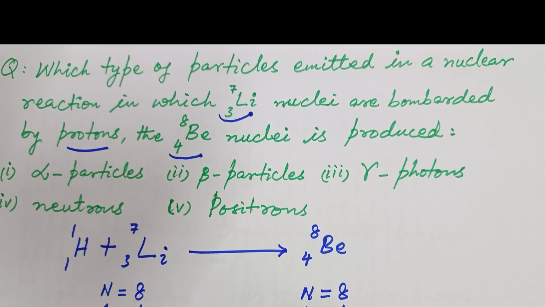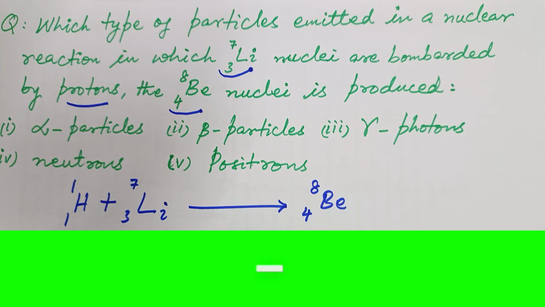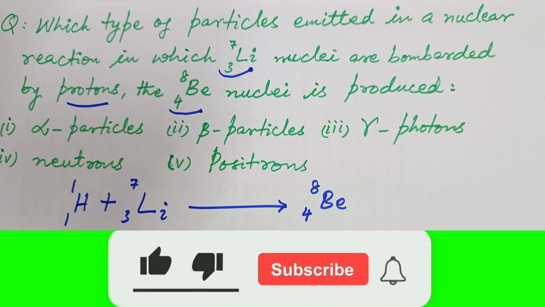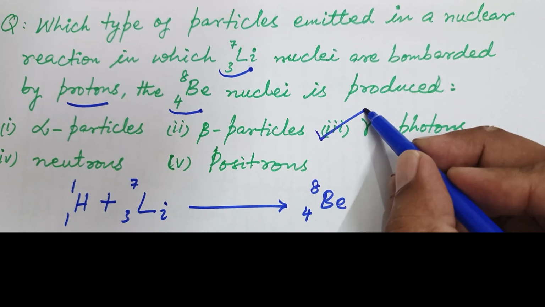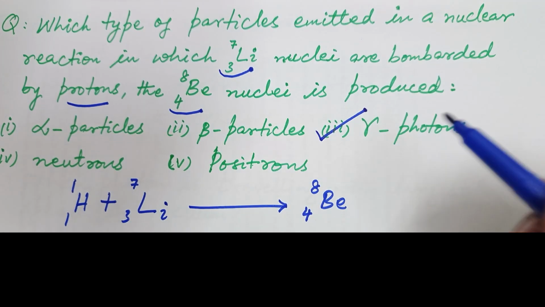Means what? No material particle is emitted. So material particles are alpha, beta, neutron and positron. The only emission is of radiation in the form of gamma photons, which do not contain any mass but they contain energy. So here the energy balance is required, so gamma is the correct option.